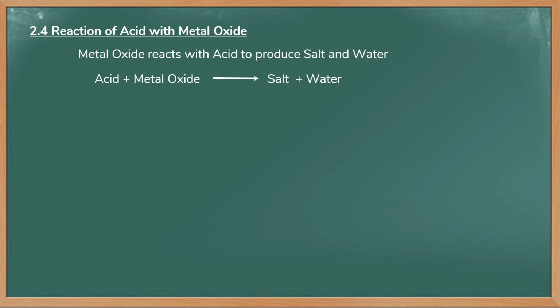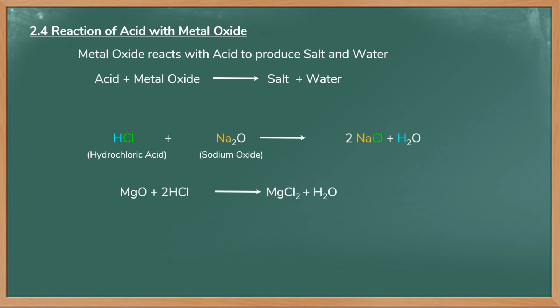Metal oxides react with acid to produce salt and water. In the example, hydrochloric acid, HCl, reacts with sodium oxide, Na2O, to produce sodium chloride, NaCl, and water. In another example, the reaction between magnesium oxide and HCl is shown, which produces magnesium chloride, MgCl2, and water.